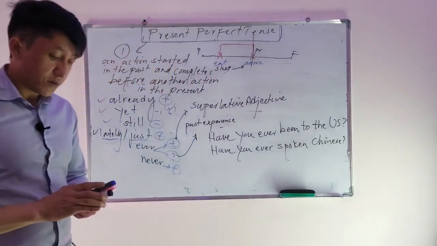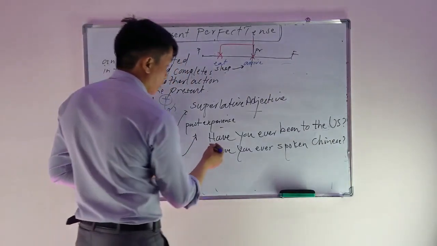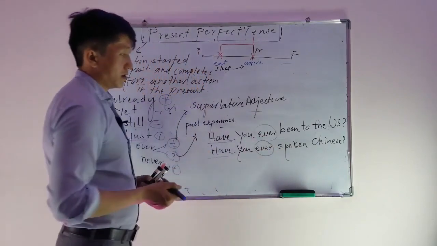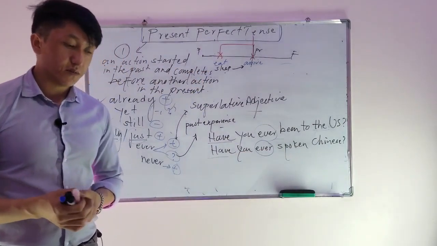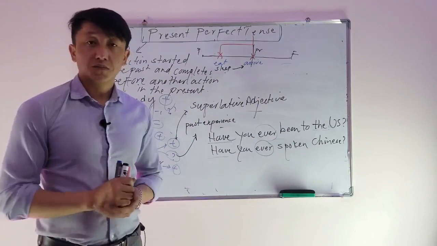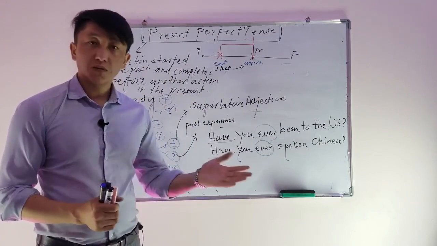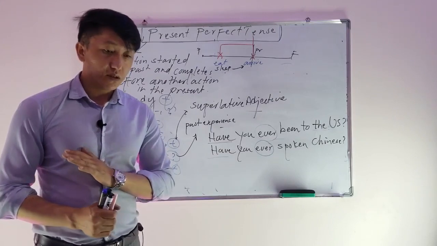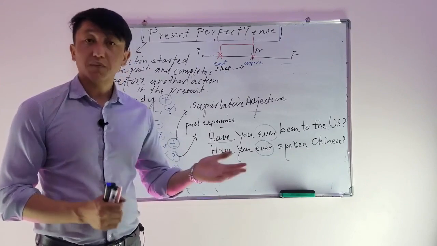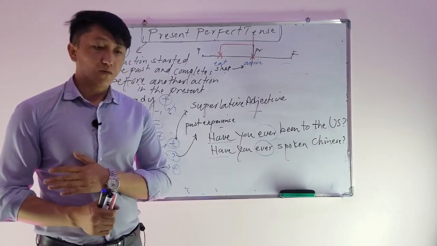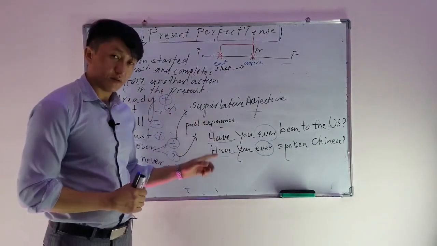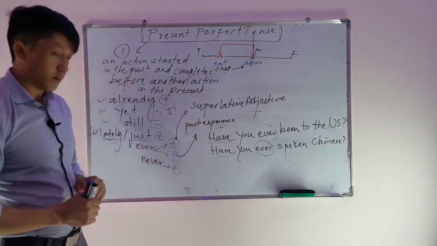Now, if I use it with a question, I have ever here. This is a question. It talks about past experience. For example, have you ever been to the US? You say yes or no. Have you ever taught English? Yes or no. Have you ever been to Bomyon? Yes or no. Have you ever driven a car? Yes or no. Have you ever set up a company? Yes or no. Have you ever worked for that company? Yes or no. If I use ever in present perfect with a question form, it talks about past experience.